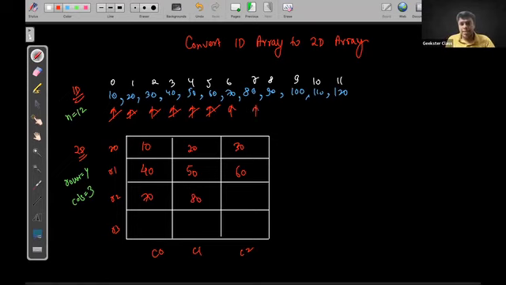So insert 80, increase the pointer. Insert 90, increase the pointer. Insert 100, increase the pointer. Insert 110, increase the pointer, that is index plus plus. Insert 120, index plus plus, and finally we have done. We have inserted all the elements. Is this clear? Is this first approach clear? Approach number 1.